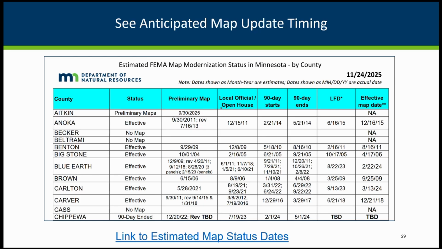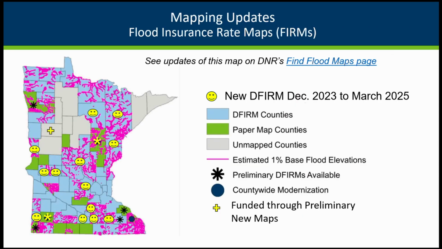So if you aren't sure where your county's at in the process, we do have a full list of estimated map status by county on our website with the link here if you'd like more information on that. We also have a nice graphic available on our website to quickly visualize where the counties are at. So the smiley faces here all show the new maps that have come out recently or will be out soon. We do have a few counties that are still unmapped or in the paper map format, but we're making progress in getting all counties updated to digital maps.